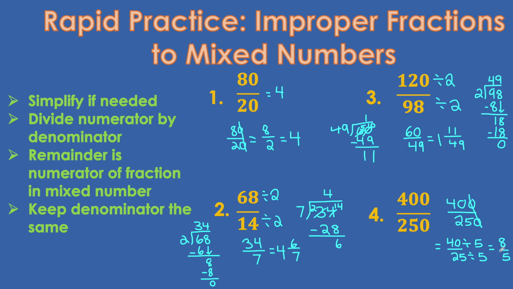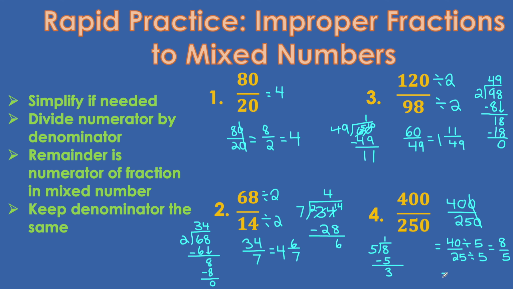Now we just have a simple division problem. Divide the numerator by the denominator. 8 goes on the inside, 5 goes on the outside. 5 goes into 8 one time. 1 times 5 is 5. Put a subtraction sign and subtract. 8 minus 5 is 3.